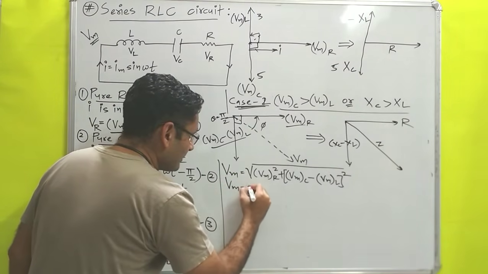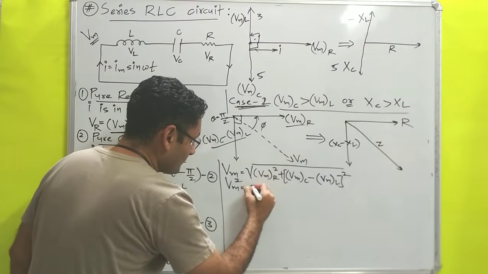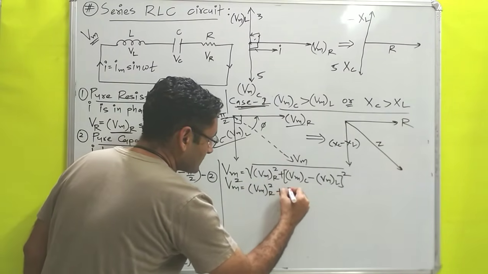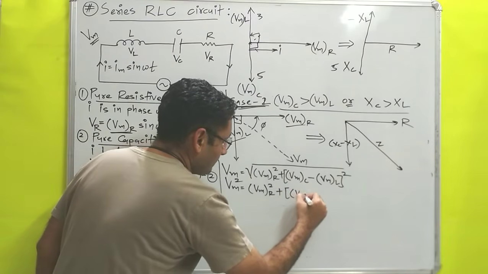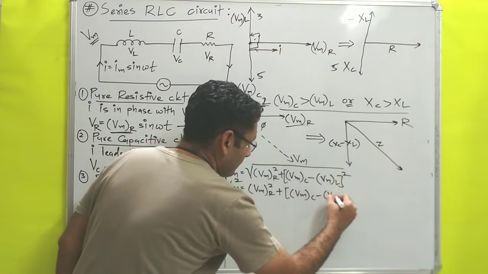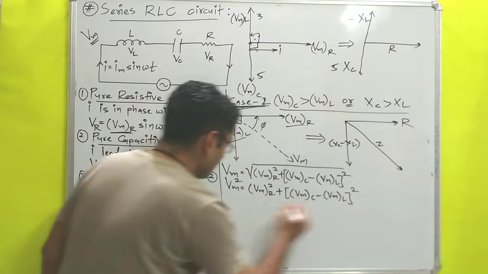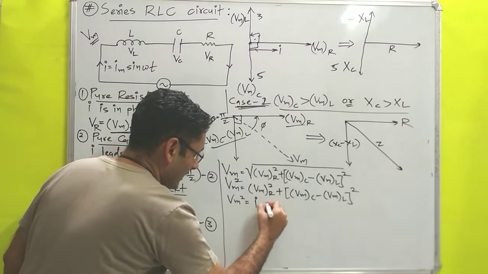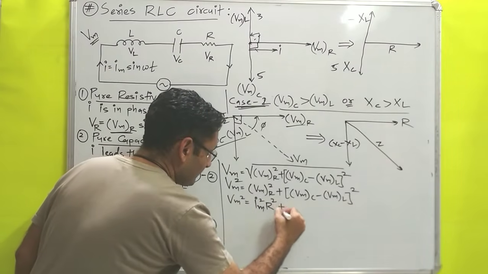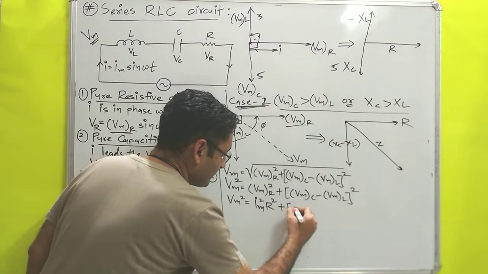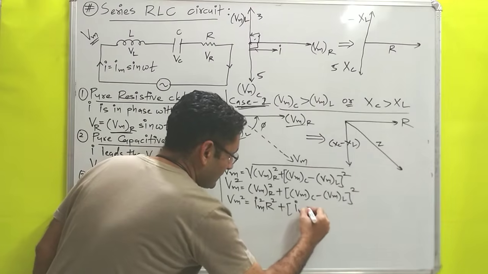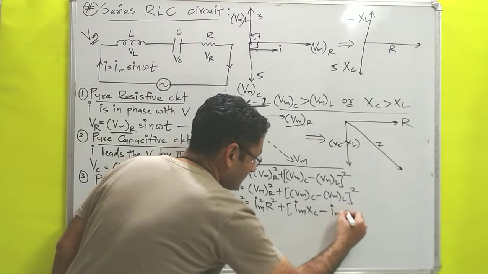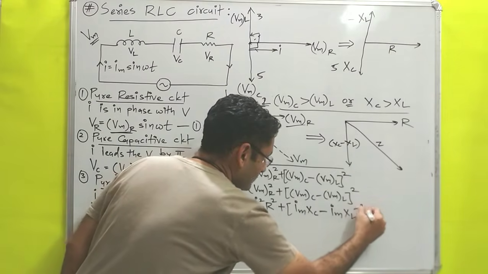So Vm squared is equal to Vm of R squared plus Vm of C minus Vm of L, whole squared. Vm of R is I R, so I squared R squared, plus Vm of C means I XC, minus Vm of L, which is I XL, whole squared.